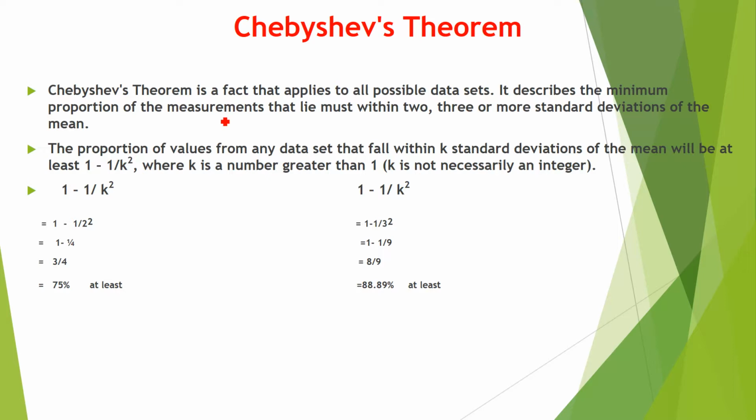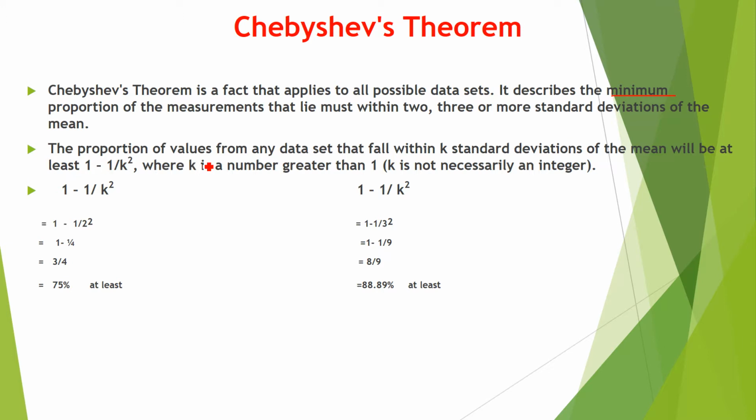Chebyshev's theorem is a fact that applies to all possible data sets. It describes the minimum proportion. See, the focus is on minimum. It gives the minimum proportion of the measurements that lie within 2, 3 or more standard deviations of the mean. So see here, 2, 3 and more standard deviations.